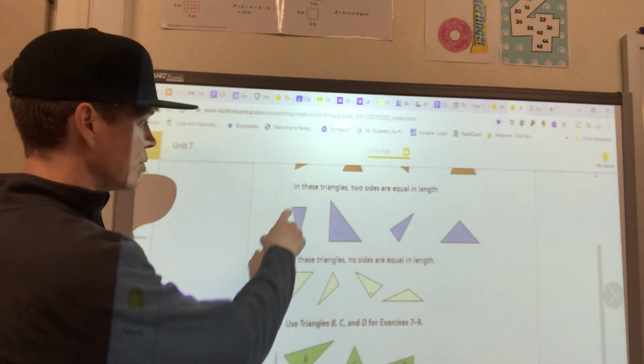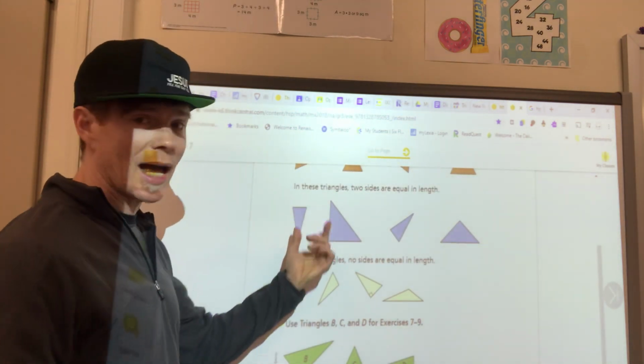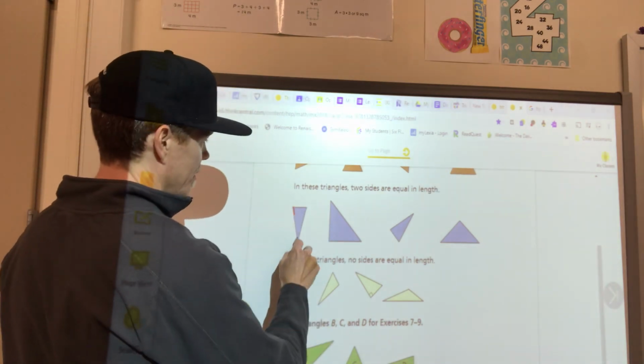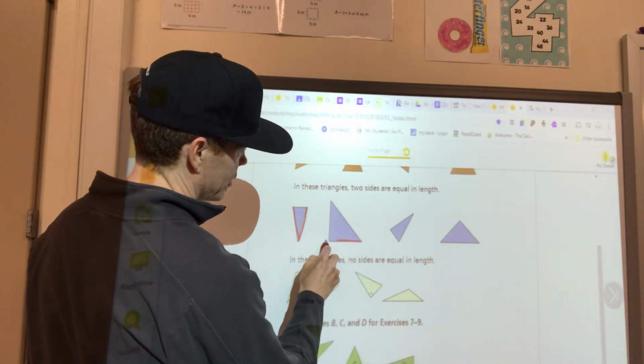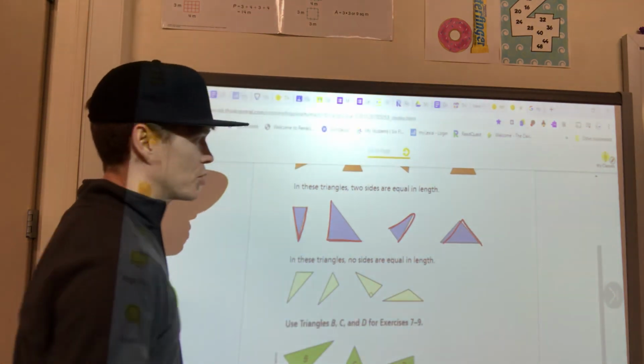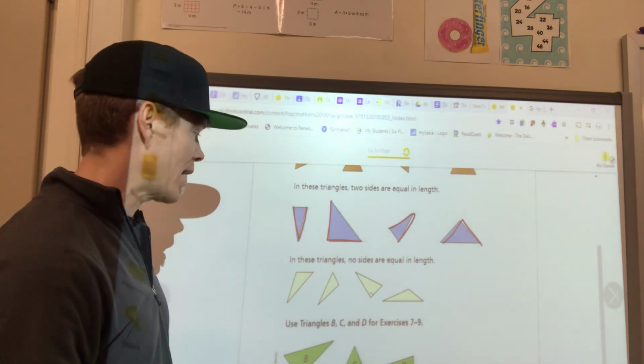Now, if you have two sides that are the same, they're known as isosceles triangles. So notice these two are the same. When you're looking, these two are the same. These two are the same. And these two are the same. So two that are the same are known as isosceles.